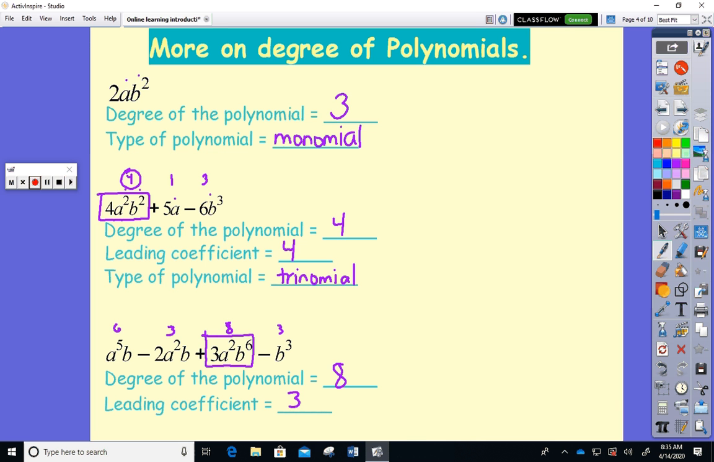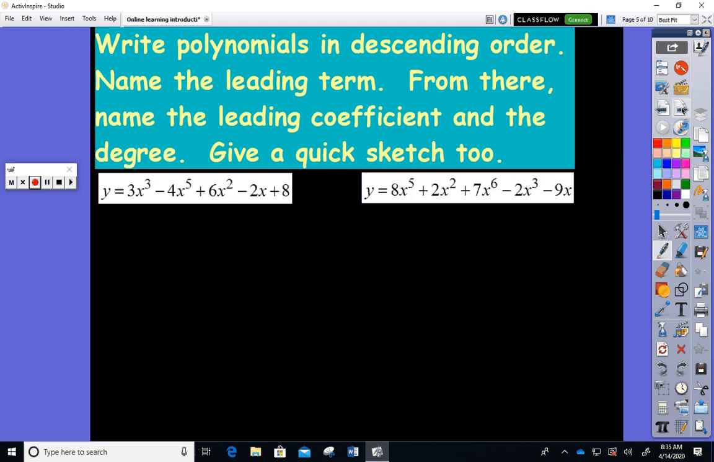So that's just a quick review with mixed letters. Normally we don't have mixed letters, but that is something that you need to know the vocabulary for, but it's not something that we'll be focused on as much throughout the chapter. So what we're going to do now is we're going to rewrite these polynomials so they're in the correct descending order. So let's go ahead and do that.